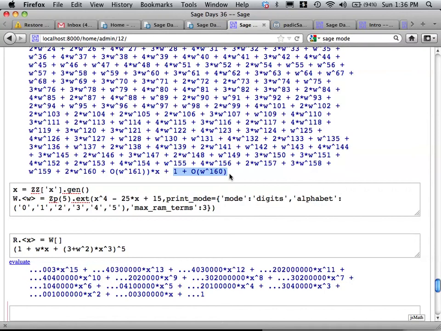I'm not going to go through all of them. But they don't really matter very much if you're dealing with just ZP and QP. But if you start to work with polynomials and matrices, it's kind of nice to be able to see what's going on rather than have this wall of powers of W.